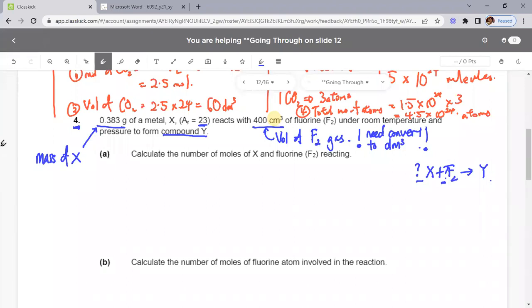Now, let's start with question A. What do they want? There's actually two things: number of moles of X and number of moles of fluorine. So there's two things to find: number of moles of X, number of moles of fluorine.